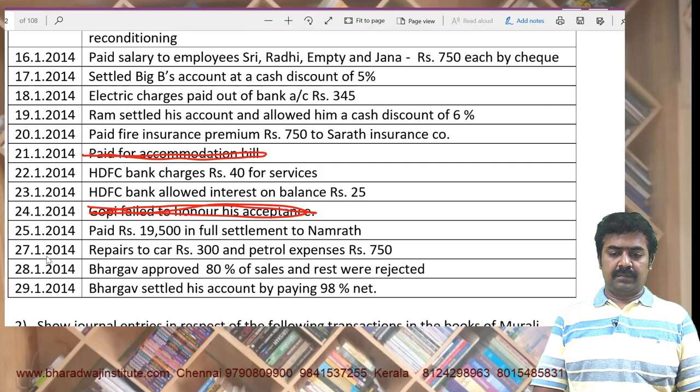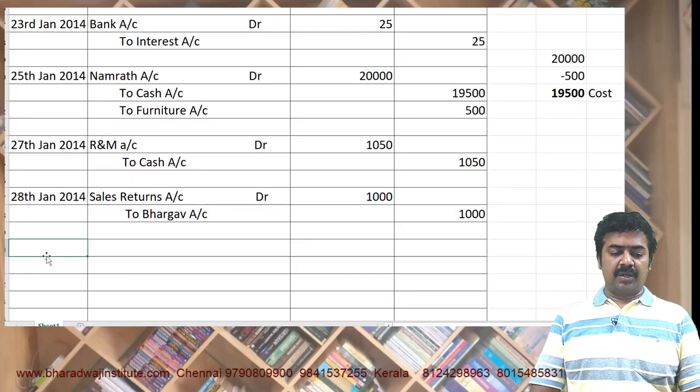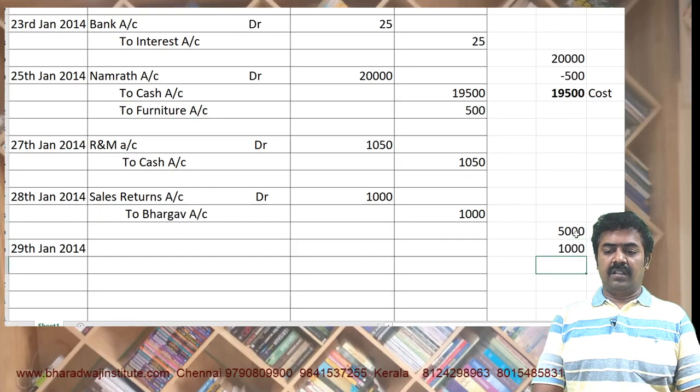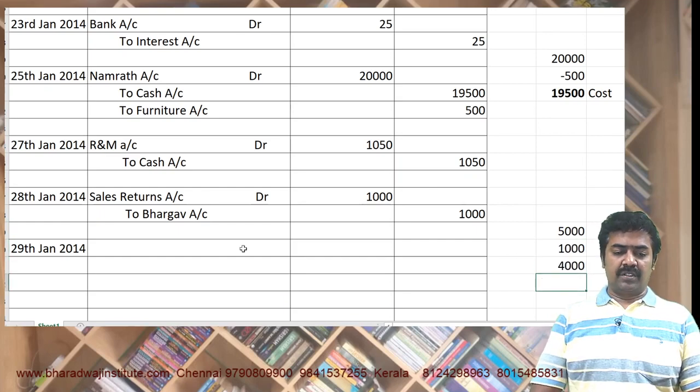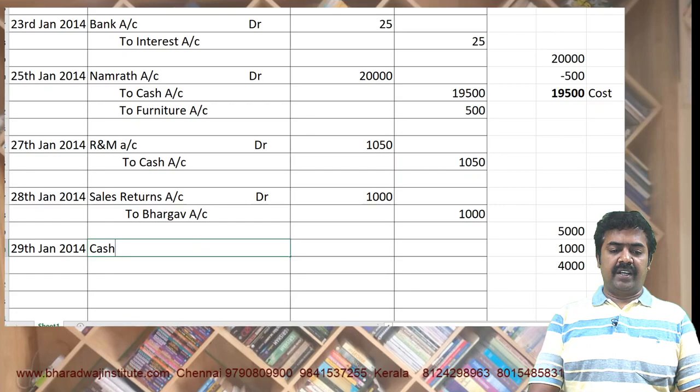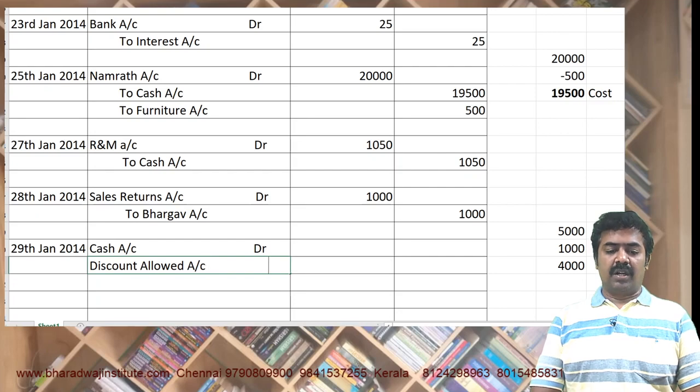Then next, on 29th January, Bhargav settled his account at 98%. See, we sold to Bhargav for 5,000. In that, he returned 1,000. Balance, he has to pay 4,000. So, cash account debtor, discount allowed account debtor to Bhargav account.